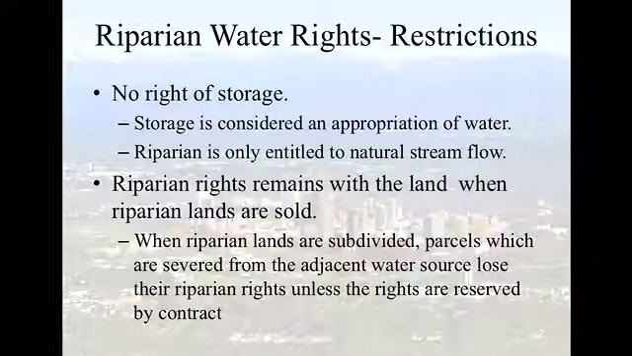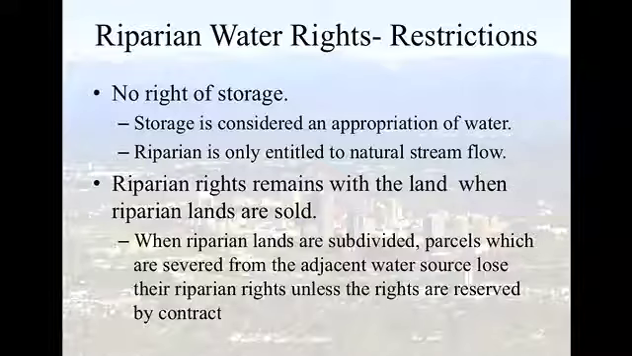All right, so other restrictions, as I said, no right of storage. Storage is an appropriation of water, so you have to have an appropriative right to do that. You can only get that natural stream flow. And the rights remain with the land when the land is sold. So if you've got something like this out in the country, these are, say, 10-acre plots, and you decide we're going to subdivide that into housing. So we're going to divide it, make nice little housing blocks out of it. The only ones that would keep their riparian right would be those on the very edge right there. So you end up losing a whole lot of the riparian rights associated with that when you try and divide these things.